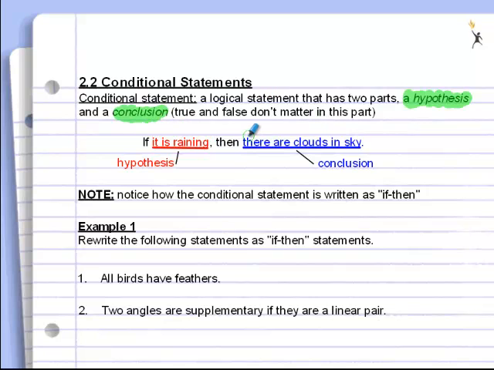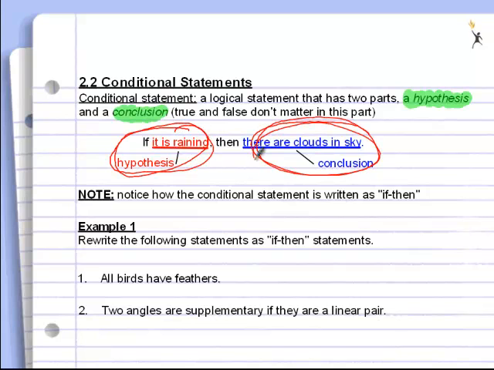If it is raining, then there are clouds. We can see right away that "if it is raining" is the hypothesis, and "there are clouds in the sky" is the conclusion. And notice how it's written as an if-then. That helps us identify the hypothesis and the conclusion. We get if, the hypothesis, then the conclusion. That's how you write an if-then: if there's something going on, then something else is going on.